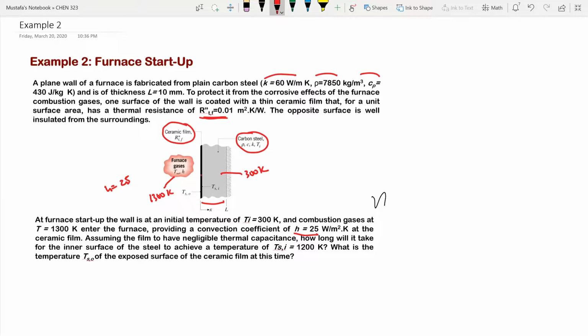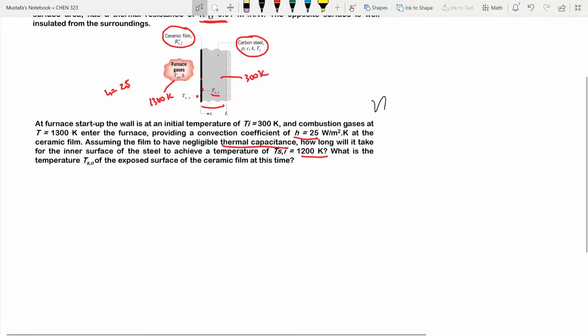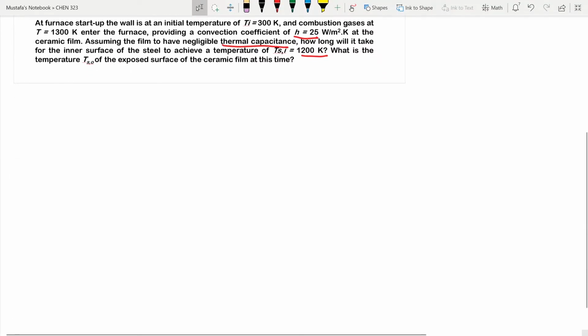And we are told that this ceramic film is so thin that it doesn't have any thermal capacitance. So the question is, how long does it take for the inner surface of the steel to reach 1200 Kelvin? And what is the outer surface temperature at this time? Okay, so let's take a look at this problem now.